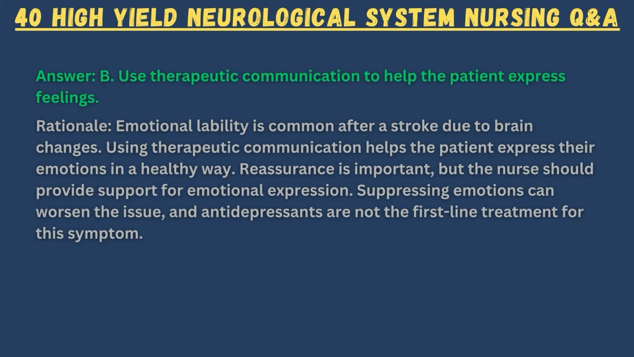Rationale. Emotional lability is common after a stroke due to brain changes. Using therapeutic communication helps the patient express their emotions in a healthy way. Reassurance is important, but the nurse should provide support for emotional expression. Suppressing emotions can worsen the issue, and antidepressants are not the first-line treatment for this symptom.